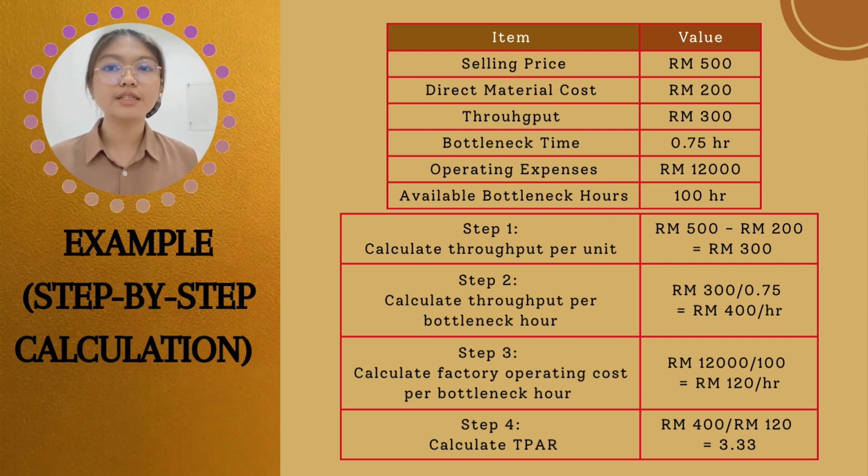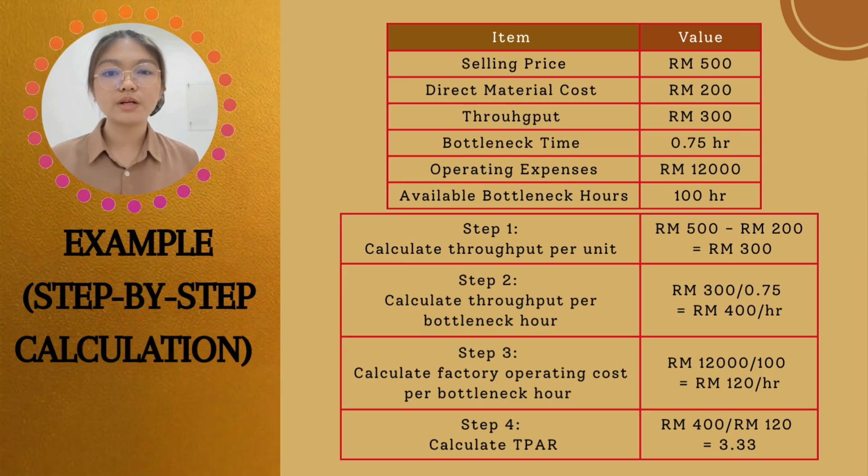Second, we calculate the throughput per bottleneck hour. We divide 300 ringgit by 0.75 hours. This gives us 400 ringgit per hour. Third, we calculate the factory operating cost per bottleneck hour. We take total factory operating expenses of 12,000 ringgit and divide them by 100 available bottleneck hours. Finally, we calculate TPAR by dividing 400 ringgit by 120 ringgit, and we will get 3.33 as the final answer.